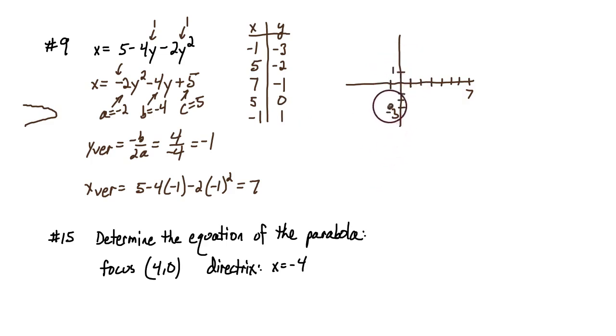Left 1, down 3. Over 5, down 2. Over 7, down 1. Over 5, up 0. And left 1, up 1. Then graph in the U shape.